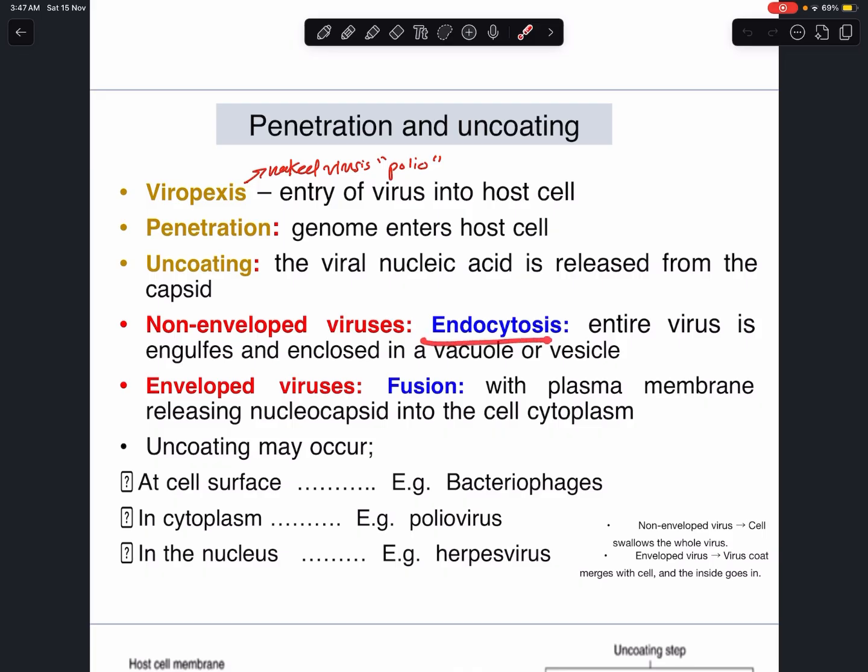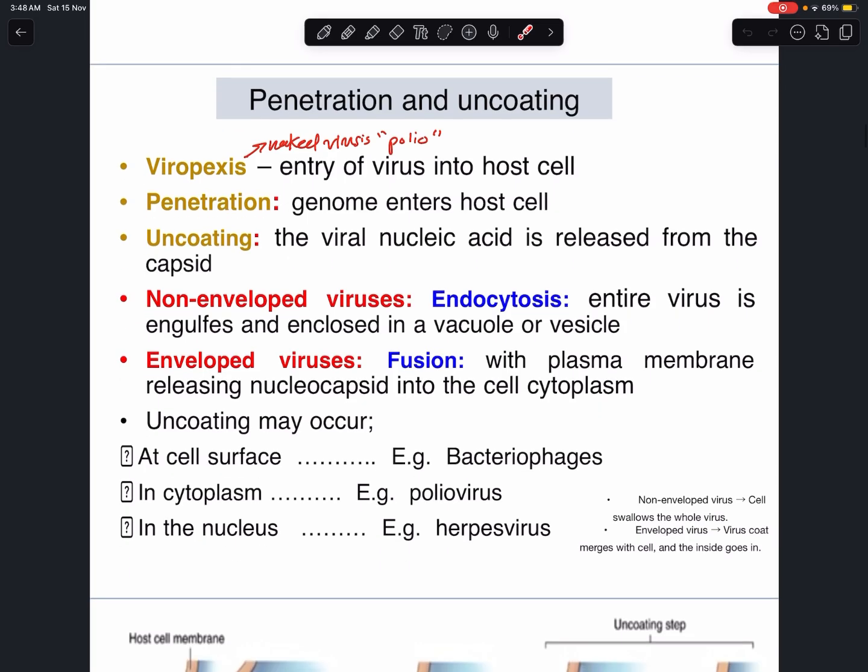Non-enveloped viruses enter by endocytosis, and enveloped viruses do fusion. In endocytosis, the entire virus is engulfed and enclosed in a vacuole or vesicle. But for fusion, the virus fuses with the plasma membrane, releasing the nucleocapsid into the cell cytoplasm. Here it means that the entire virus is engulfed, like it's mixing with the cell. But for enveloped, it fuses with the cell membrane. It's not entirely engulfed in the cell.